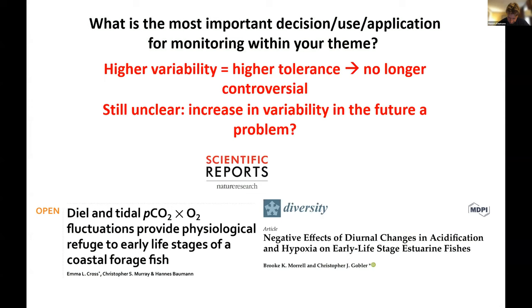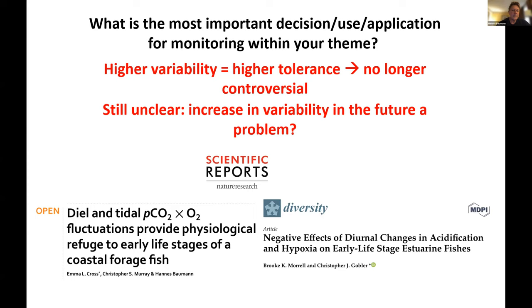So we know that higher variability means higher tolerance. I don't think this is so controversial. It's the same thing we heard before. But what there's still considerable uncertainty about, at least for the fish world, is: is that a good thing or a bad thing? If the variability gets bigger, does that have any negative effects?